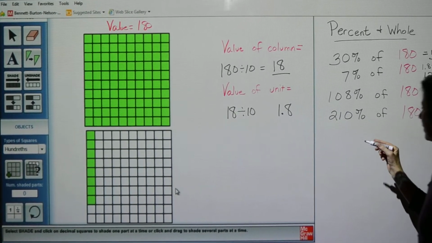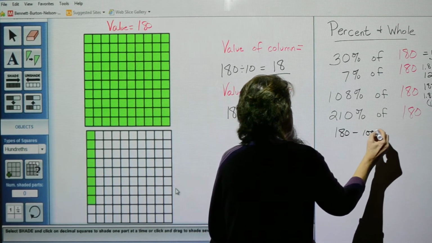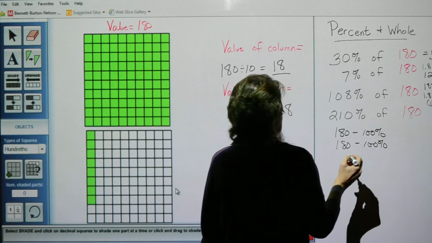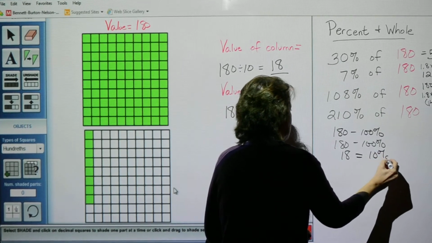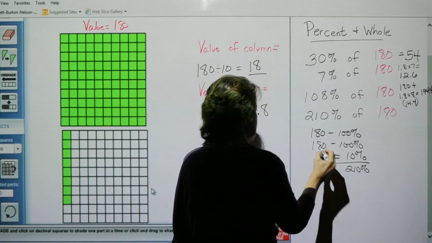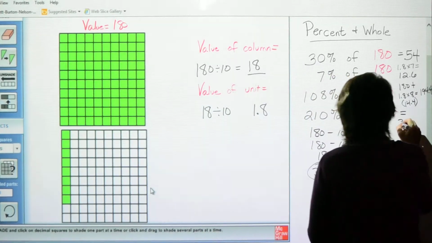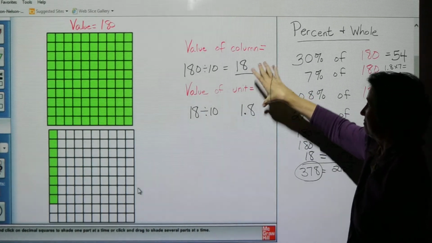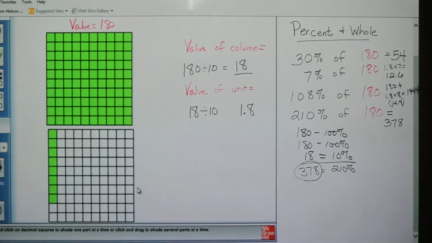210%, I'm not going to shade it, but I would have 180, which equals 100%. I'd have another 180, which equals another 100%. And then I would have 18 equals 10%. Right. So this is 210%. Add these up, and 378 would be my answer. Okay. So like I said, once you've got these 3 things figured out, the value of the whole block, the value of the column, the value of the unit, you can figure out any percent that you need to know.